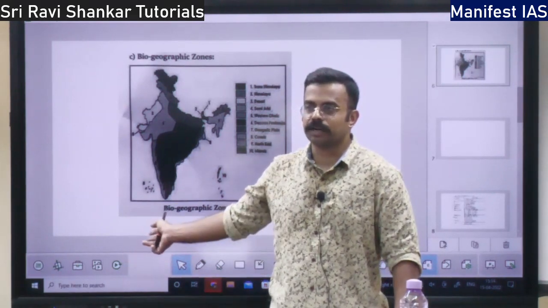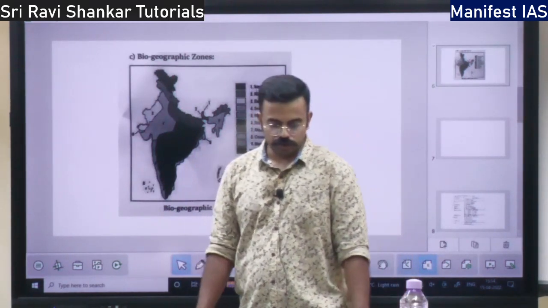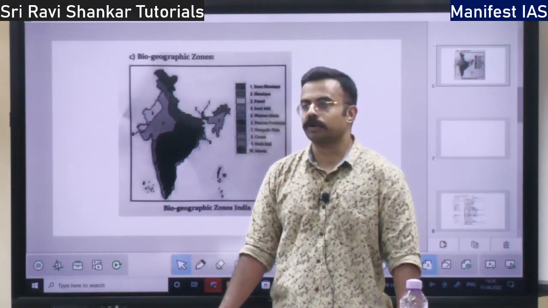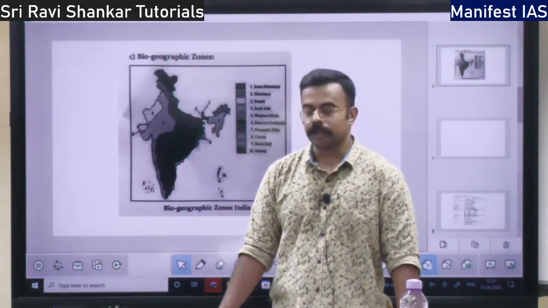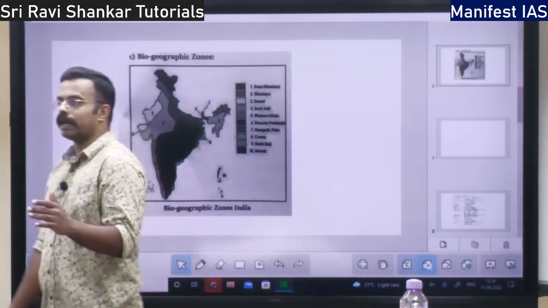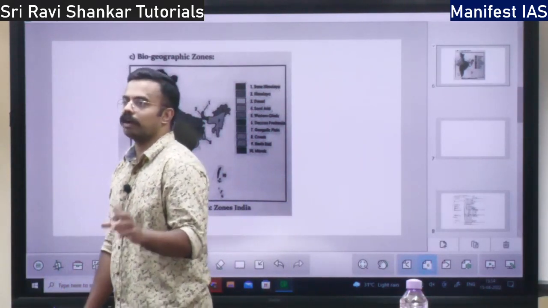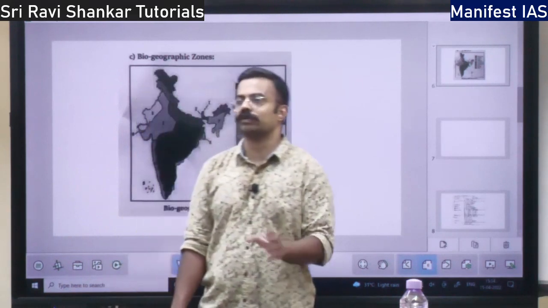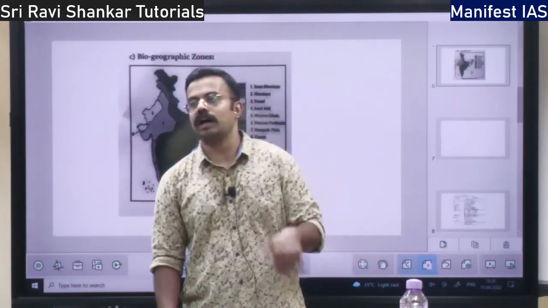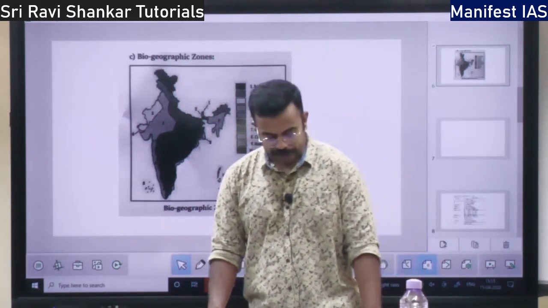Malaysia, Singapore, that peninsula is the Malayan Peninsula, right? So the rest of the subcontinent belongs to the Malayan realm. That means, if you leave out the Himalaya, the rest of the subcontinent's climate, vegetation, flora and fauna is similar to what is found in the Malayan Peninsula or that region, right? So this is about the realms.